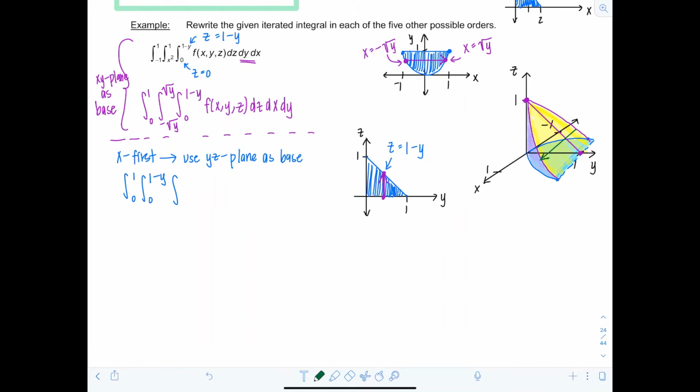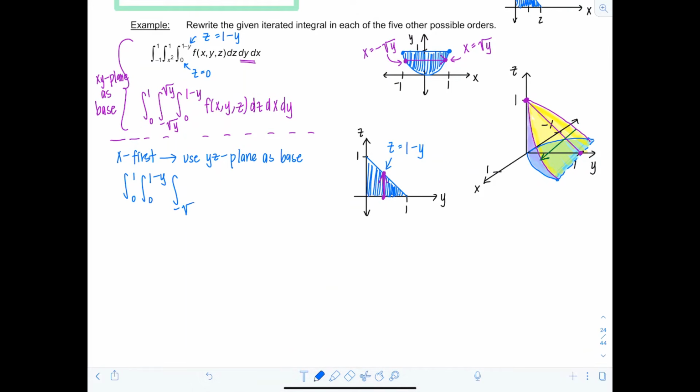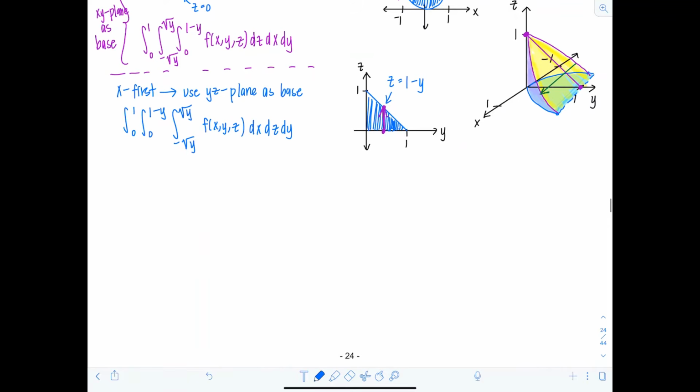And so we're going to use negative rad y for the lower limit and then positive rad y for the upper limit. And then we have f of x, y, z, dx, dz, dy. Okay, good. And then let's switch the z and the y on the outside. So it's just going to go 0 to 1 still.